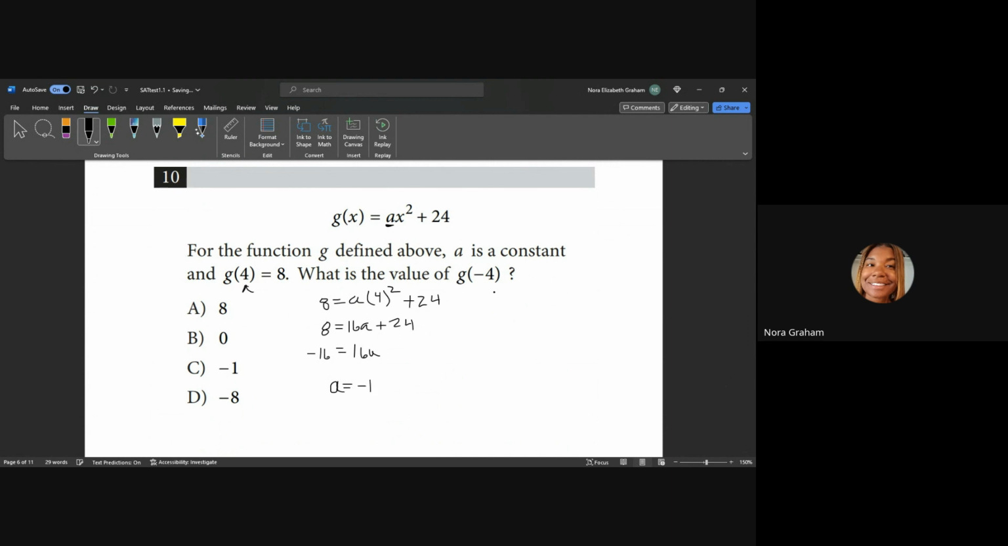Now that I got what my constant is, I can plug in x equals negative 4 and substitute in the negative 1 that I found. So g of negative 4 equals, everywhere I see a, I'm going to put a negative 1. Everywhere I see an x, I'm going to put a negative 4, squared, plus 24. Then I keep on working down. Negative 4 times negative 4, because negative 4 is squared, is 16. So negative 1 times 16, and then plus 24. That means we have negative 16 plus 24, which is going to give me positive 8. So 8 is going to be our answer here.